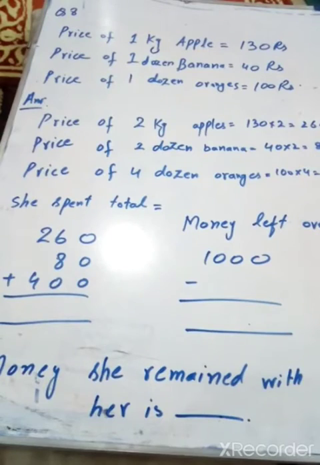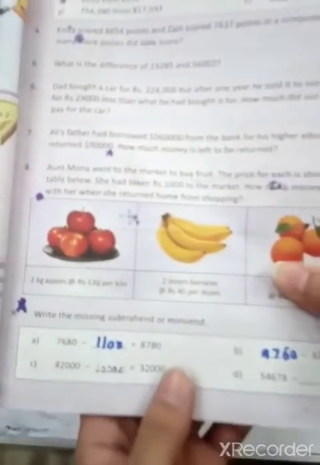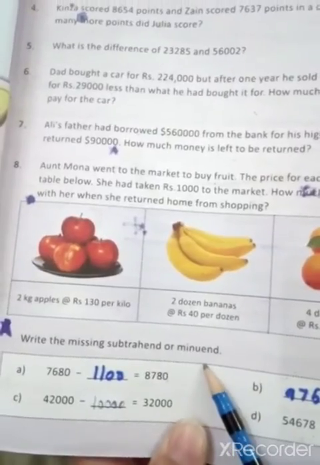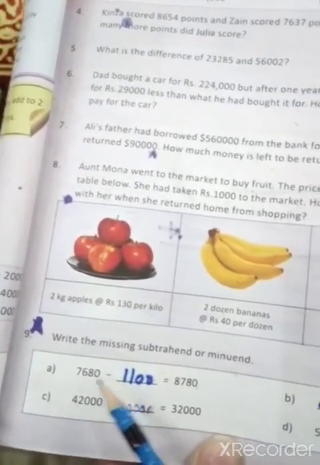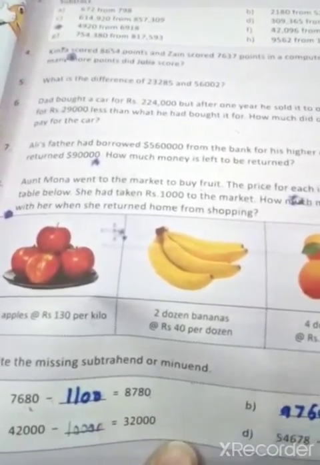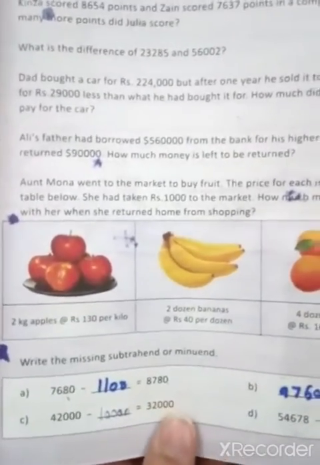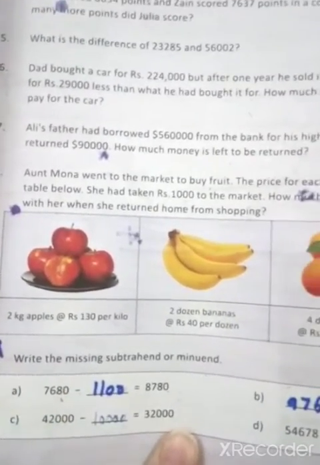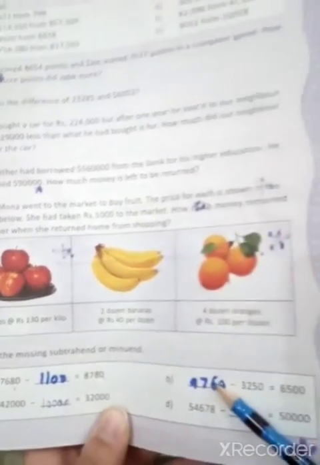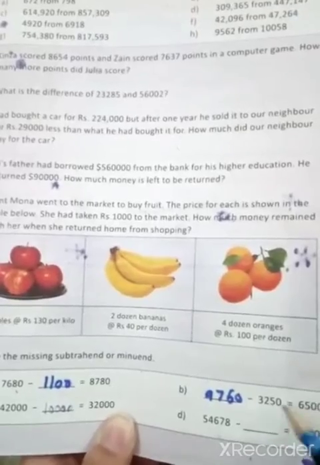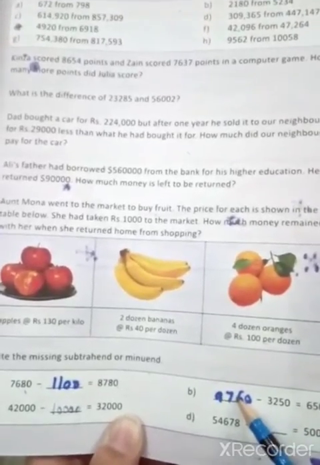Now move on to the next question, number 9. Question number 9 is, write the missing subtrahend or minuend. You know very well about the subtrahend and minuend. In our subtraction sum, the first one is the minuend, the second one is the subtrahend, and the last one, our answer, is called the difference. Whenever the first one is missing, here in part B we have the minuend missing. When we have the minuend missing, we have to add the given two values and we find our answer here.